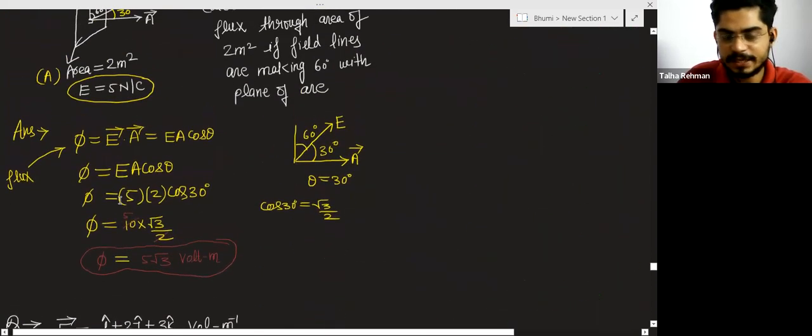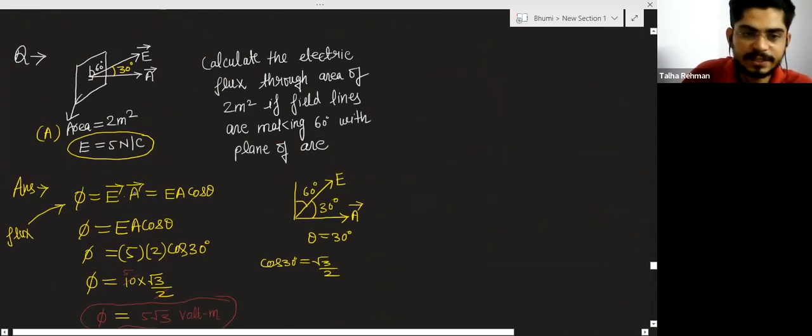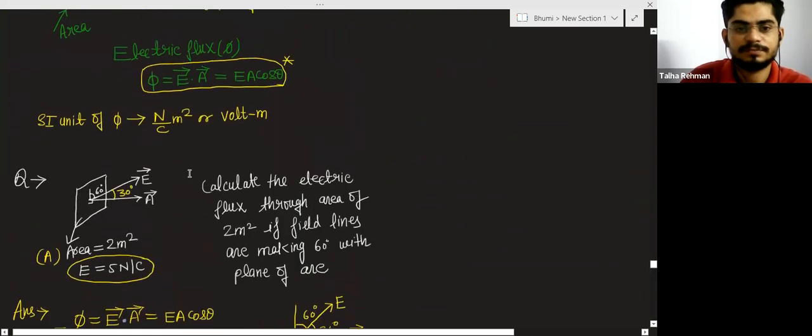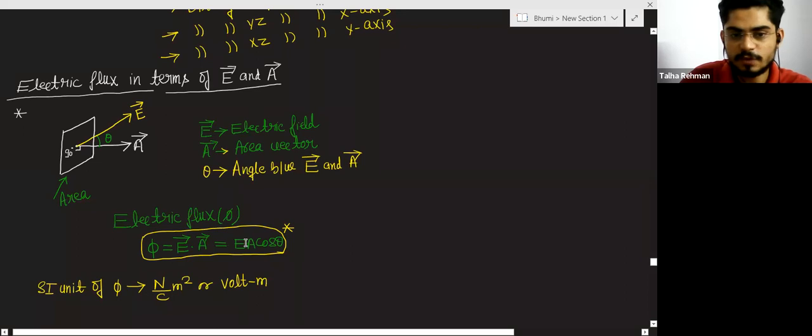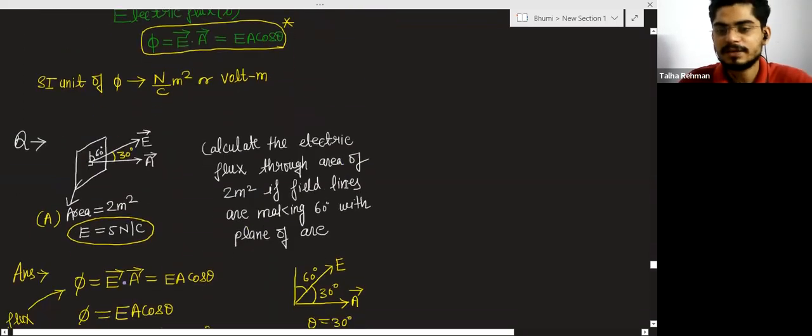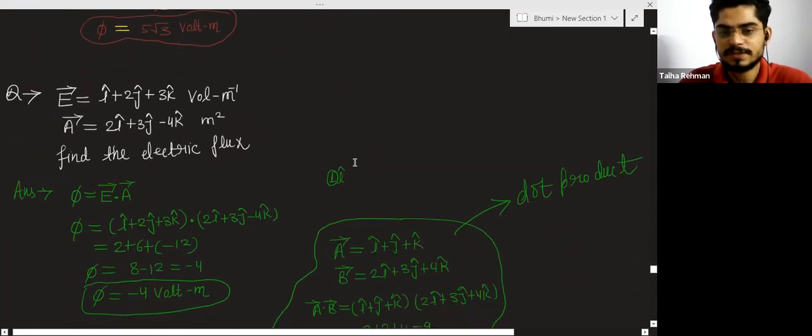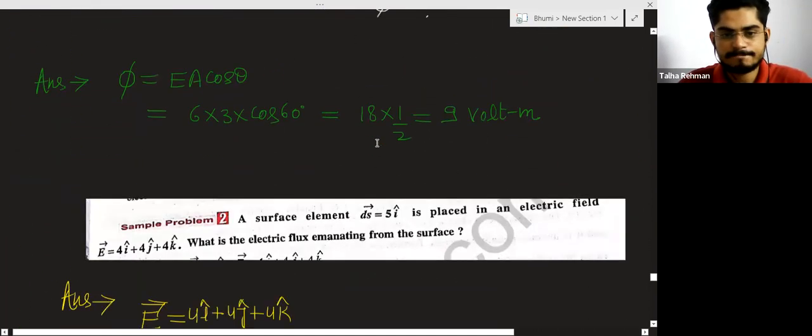If two vectors are written in the dot form, we can write one vector, another vector, and cos theta. This form can be written with cos theta, and theta is the angle between the two vectors. So now see here.